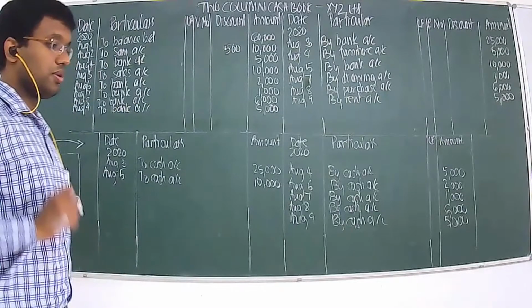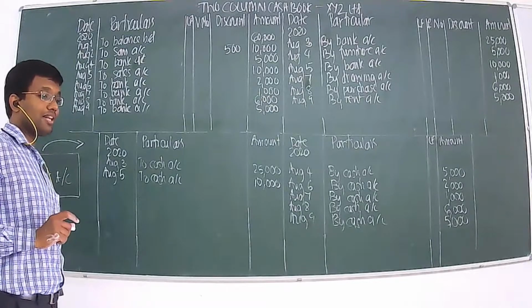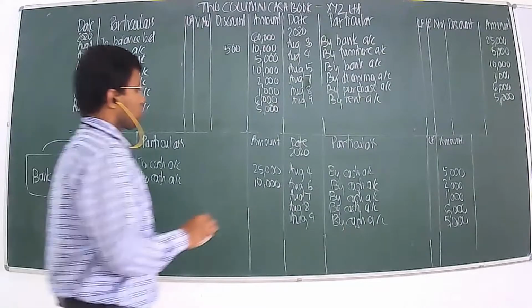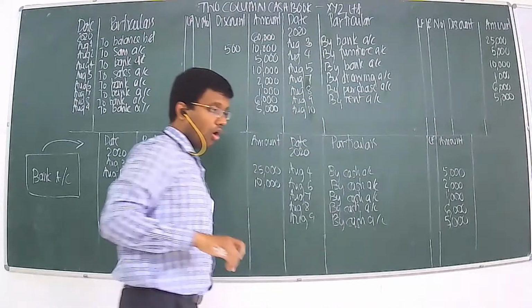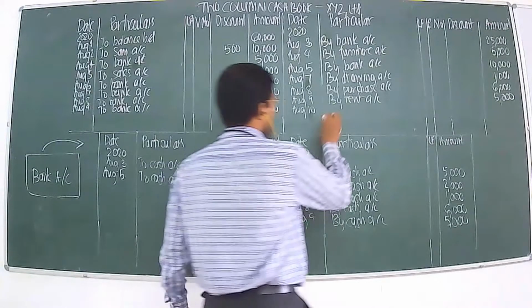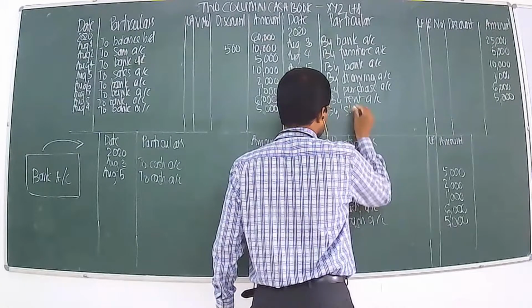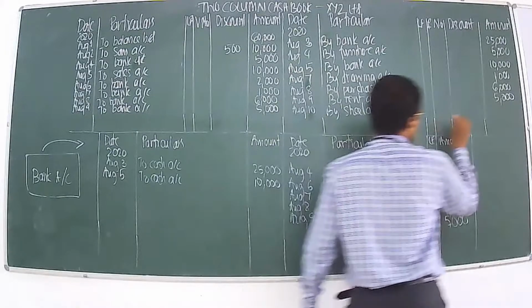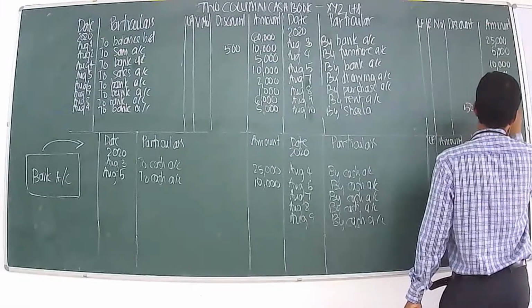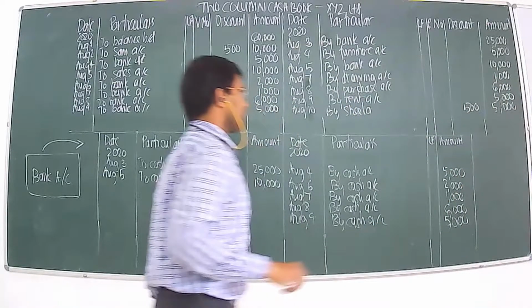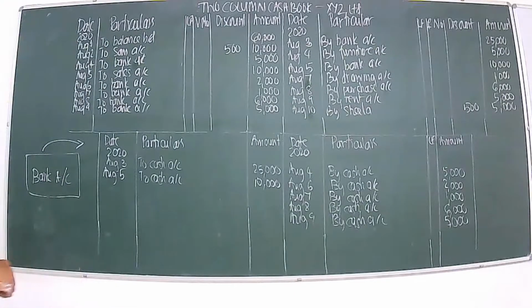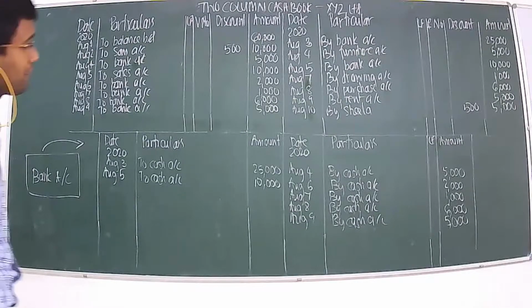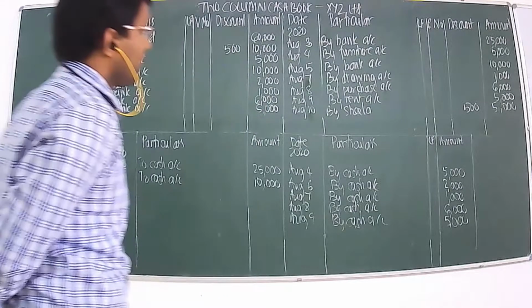Paid Sheila rupees 5,000 in full settlement of rupees 5,500. So August 10th, you were supposed to pay Sheila an amount of 5,500, but instead of 5,500, how much are you paying? You're paying 5,000. So which means 500 rupees is your discount. Okay, 500 rupees is your discount. So by August 10th, we have completed all our entries.